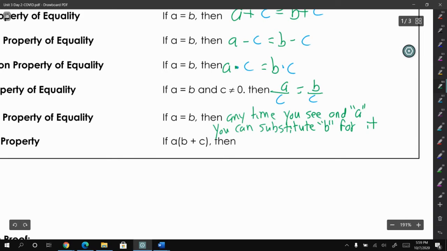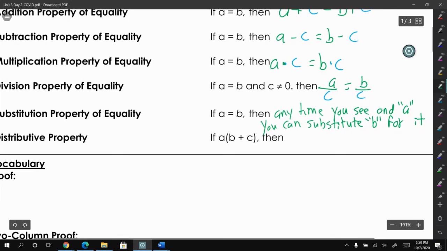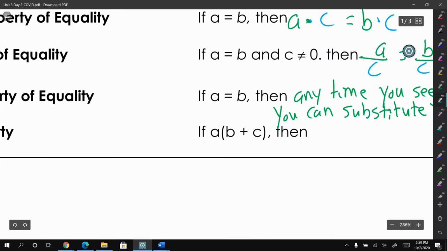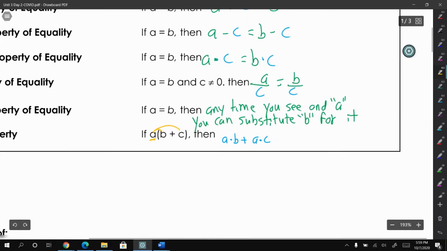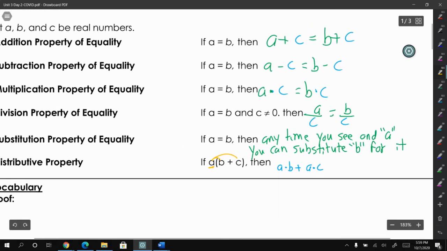And then the last one is the distributive property. And we've done this too, where, all right, we're going to distribute A to both of these. So then we get A times B plus A times C, where both of those things are now multiplied by this A out in front. So this is the list of properties of equality that we're going to be using. And like I said, these are ones you have already been using. They just haven't had this formal name.